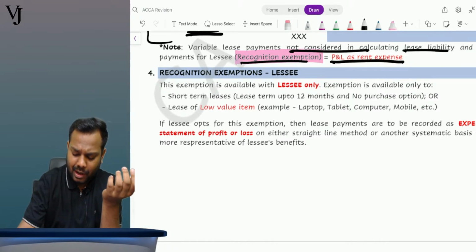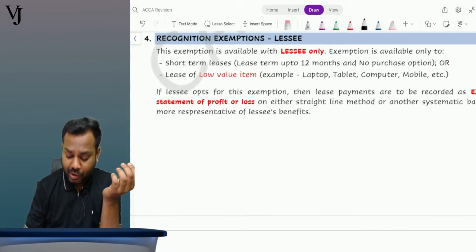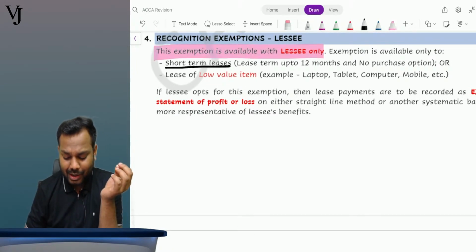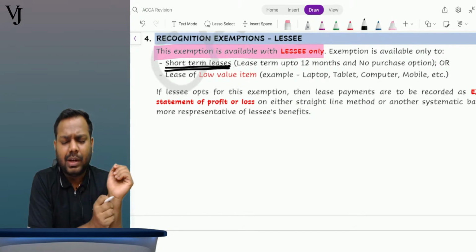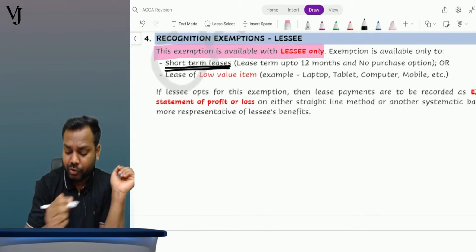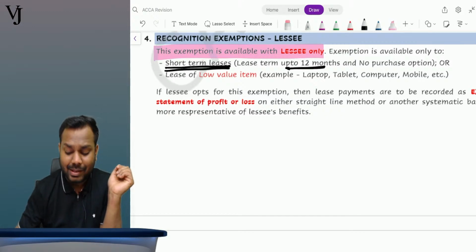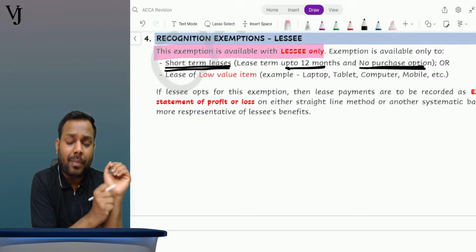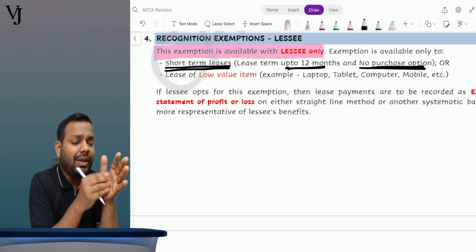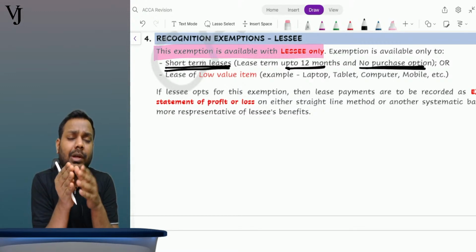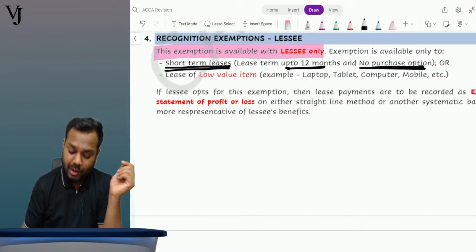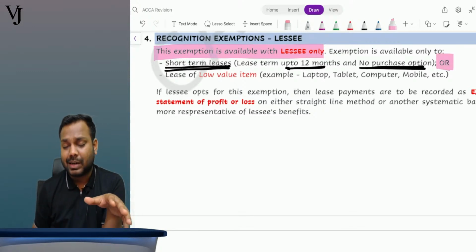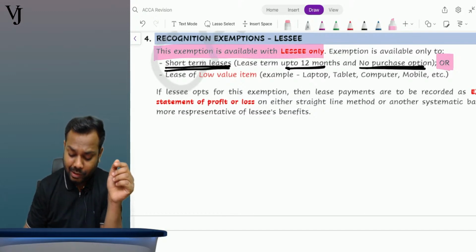So the standard says that, first of all, this exemption is only for the lessee. If you have taken an asset on lease for a short term, what is the meaning of short term? The lease term is up to 12 months and there is no purchase option in the lease, okay? Up to 12 months means 12 months is also included. If the lease term is 12 months, you can apply this. It is not 'and', it is 'or', meaning that if either of the two conditions gets satisfied, you have the exemption. The second condition is the lease of a low value item.